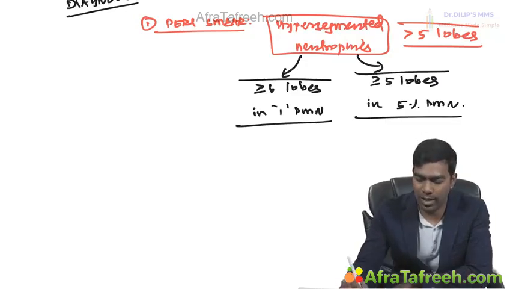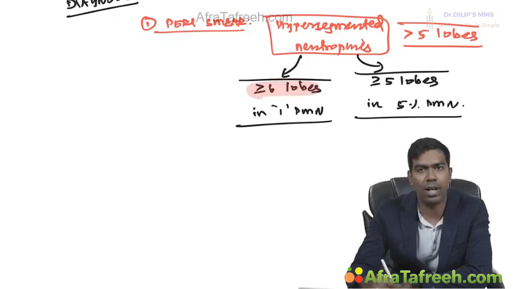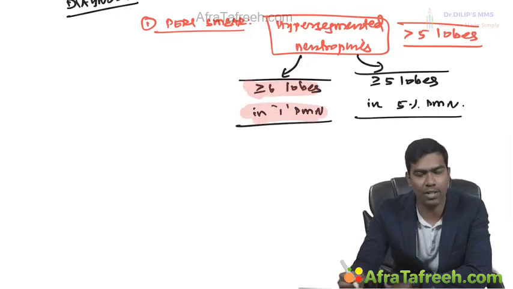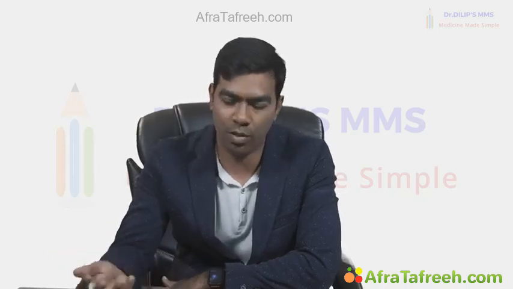That is the reason I told you that in exams, what is more specific is 6 or more lobes in even a single neutrophil. That is why I told you more than 5 lobes is the standard definition. So 6 or more lobes in a neutrophil is the standard definition of a hypersegmented neutrophil.